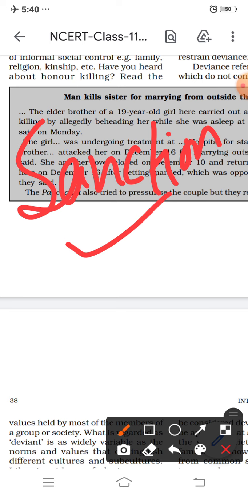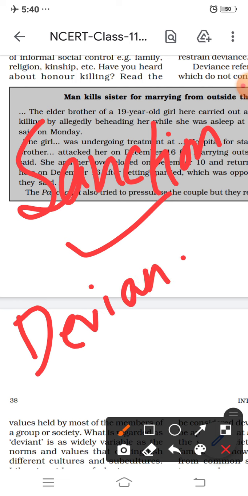Next thing is deviance. Now what does deviance mean here? It refers to modes of action which do not follow the norms or values followed by most of the members of a group or society. The ideas of deviance are challenged and change from one period to another. For example, a woman choosing to become an astronaut may be considered deviant at one time and praised at another time, even in the same society.